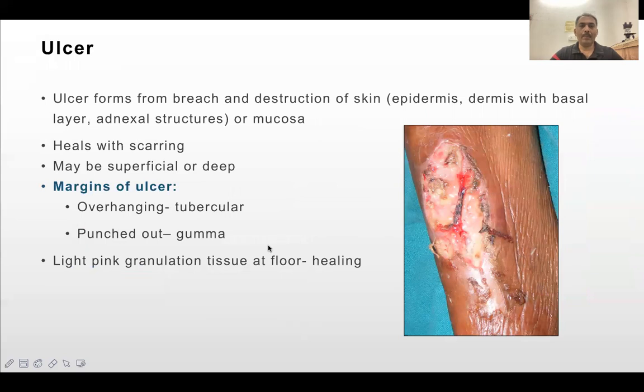An ulcer is a breach and destruction of the skin. It can be epidermal or dermal or deeper enough, which can include the adnexal structures or the mucosa. Ulcers usually heal with scarring because these are deeper, maybe superficial or deep. The margin of the ulcers can be overhanging, such as in tuberculosis. It can be punched out, such as in gumma. The light pink granulation tissue at the floor is an indicator of healing in the ulcer.